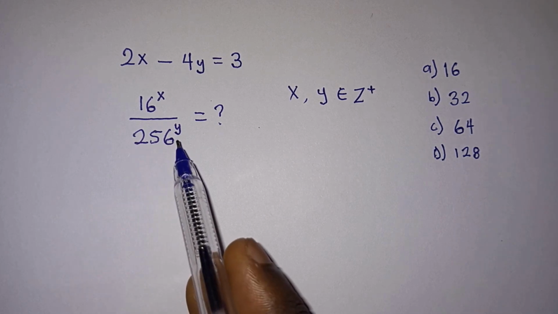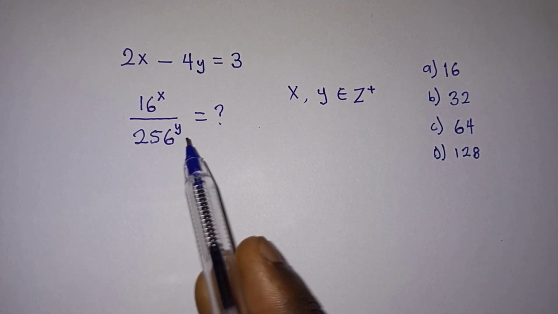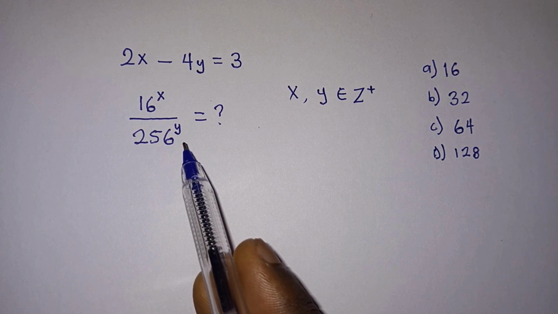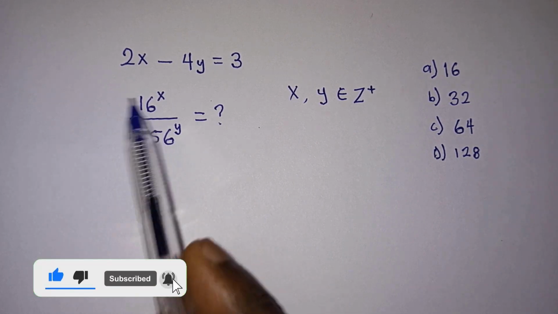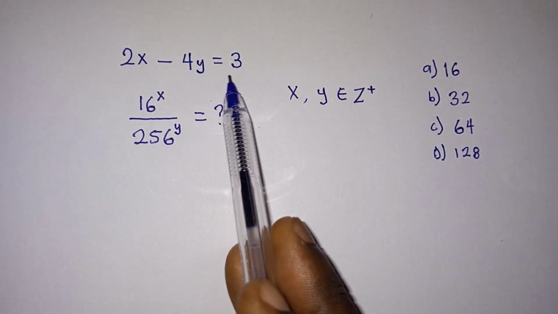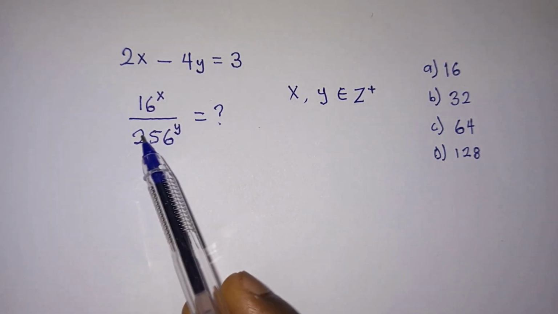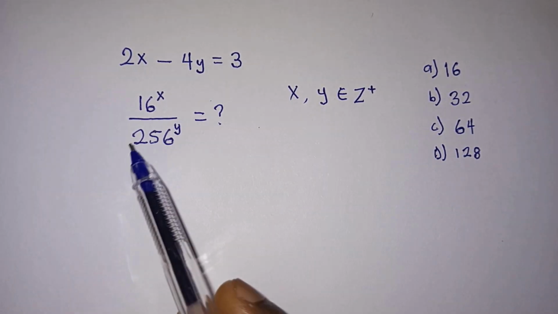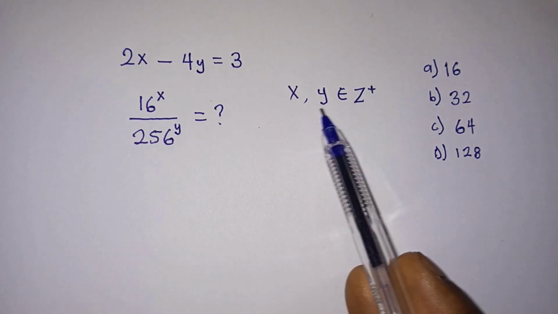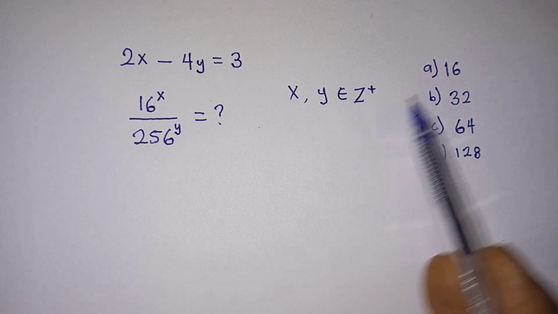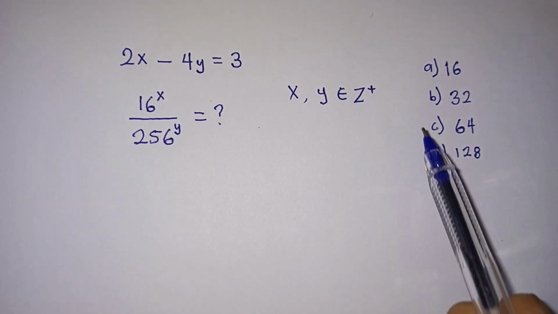This SAT math problem that people refer to as the hardest SAT math problem is wrong, and I'll show you why I'm saying it is wrong. We are given 2x minus 4y is equal to 3, and then we have to find the value of 16 to the power x divided by 256 to the power y, where x and y are positive integers. And these are the options you have to select our answer from.